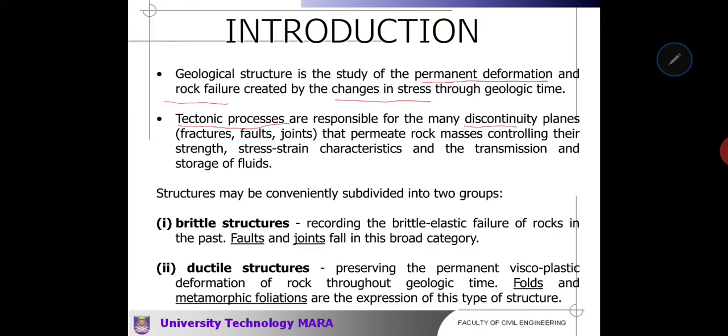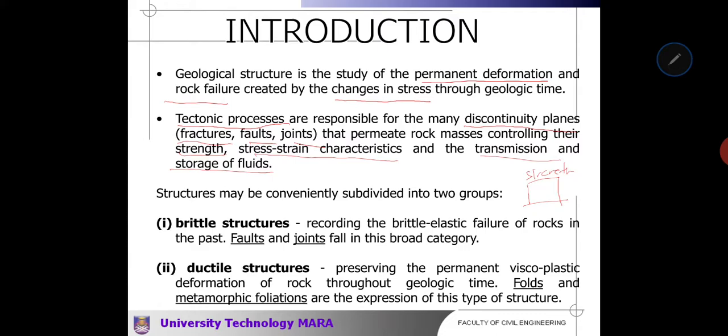What are discontinuity planes? They are divided into three terms, which are fractures, faults, and joints. These permeate rock masses, controlling their strength, stress characteristics, and the transmission and storage of load. Any rock subjected to stress will change in terms of rock strength, rock stress-strain characteristics, and also the transmission and storage of load.